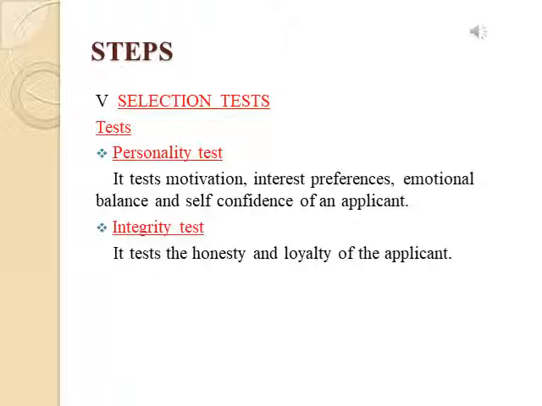Next tests are personality test and integrity test. Personality test checks his motivational skills, his interest preferences, his emotional balance, self-confidence in an applicant, and whether he can work in pressurized situations or not. Integrity test talks about his honesty and loyalty towards his work, towards his organization, and giving full dedication to his work and working for the betterment of the organization.